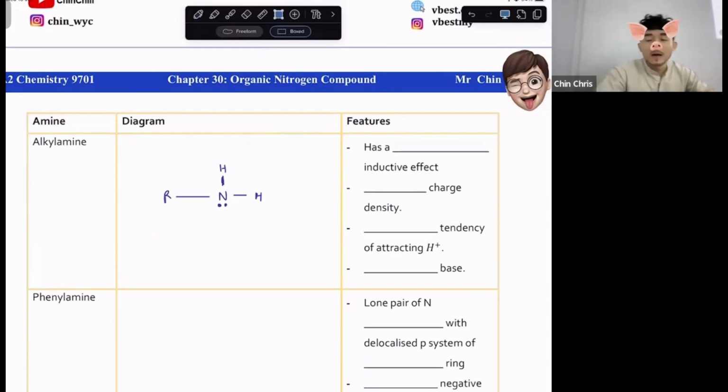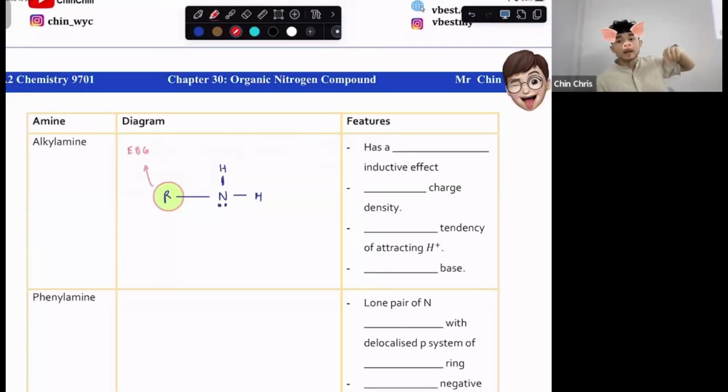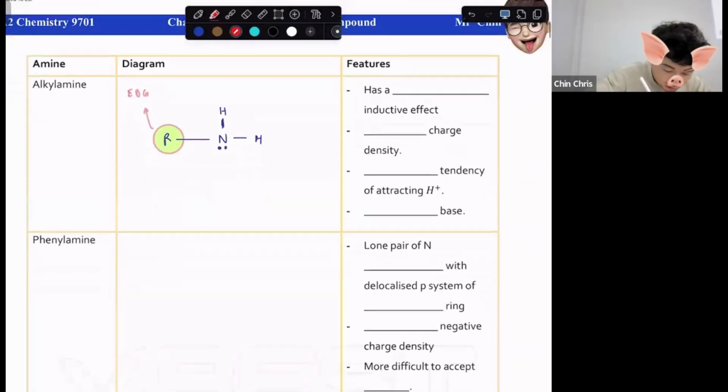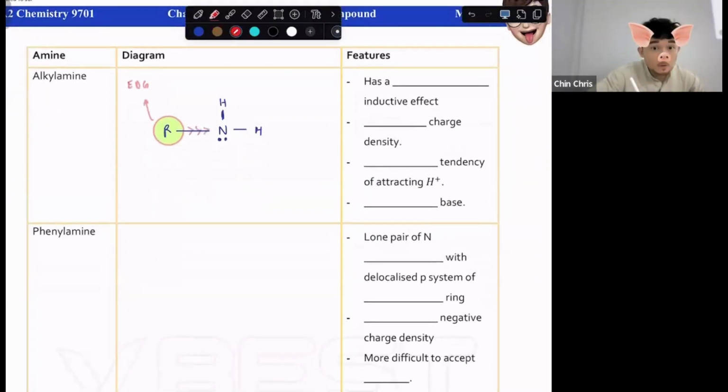Alright guys, let's look at alkyl. Okay, amine. So the amine is attached to an alkyl group. Guys, what did I mention about the alkyl group? What property does it have? Alkyl is an electron donating group with a positive inductive effect, right? So which means alkyl is going to push the electrons towards nitrogen, right? So the electron density here is going to be way higher. Okay, so if I put a H+, what's going to happen?